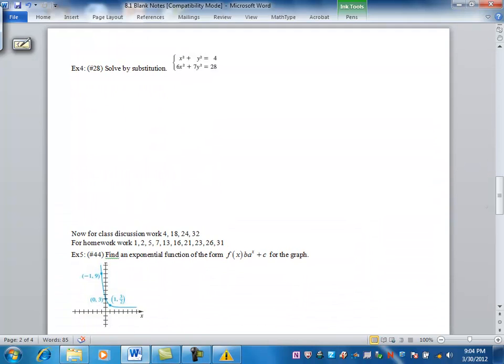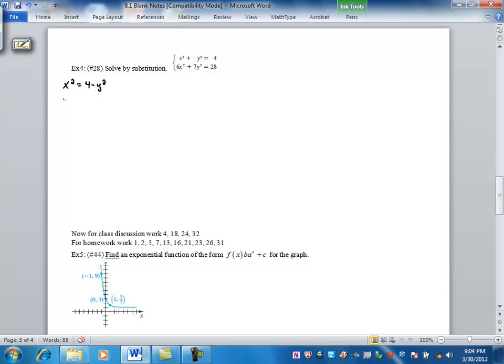x squared plus y squared equals 4. And 6x squared plus 7y squared equals 28. Now you're looking at this thinking, now wait a minute, Kev. Wait a minute here, we have not got either one of these equations solved for x or y. This might be a little more difficult. Well, maybe. But check this out, guys. Notice that top equation, x squared equals 4 minus y squared.